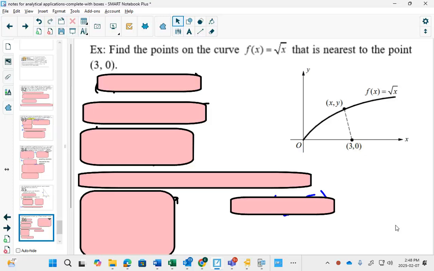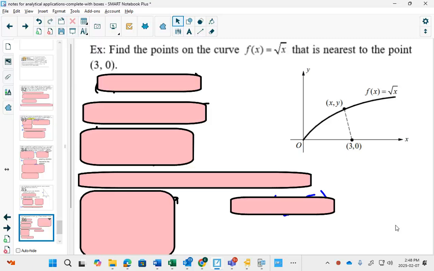We've got the square root graph, and you've got the point 3, 0. And you say, I want to get to the square root graph, but I want to go there in the shortest way possible. Is this point the closest? Is this point close? Like, oh, it looks closer than one over here. How do I find that closest point?